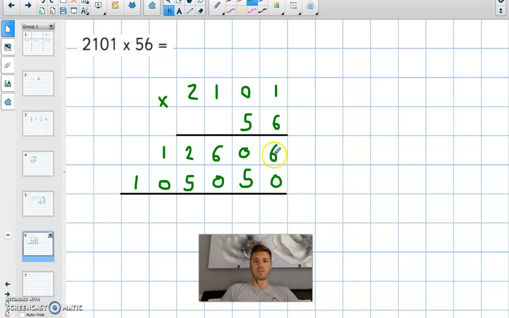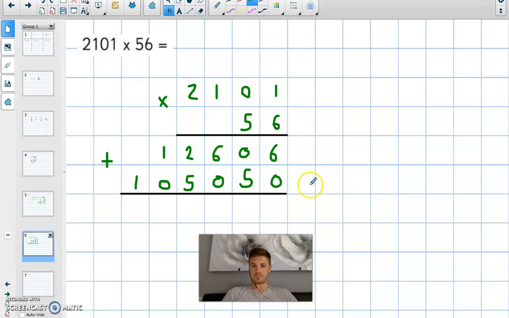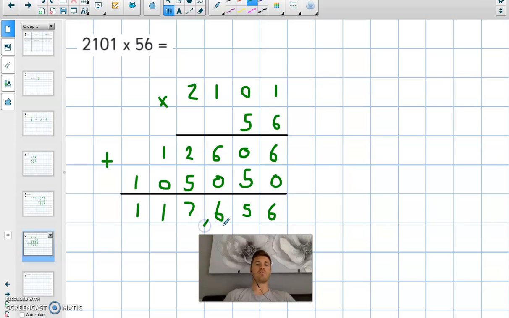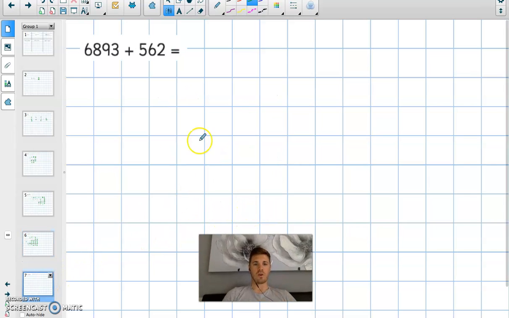So we've got to finally, sorry guys, just add these together, and then that gives you the overall answer. So 6 plus 0 is 6, 0 plus 5 is 5, 6 plus 0 is 6, 2 plus 5 is 7, 1 plus 0 is 1, and then 1 plus nothing is 1. So remember my trick, 1, 2, 3, put the comma in front, helps you to chunk it and then pronounce the number. So 117,656 is the answer. Okay, final question.